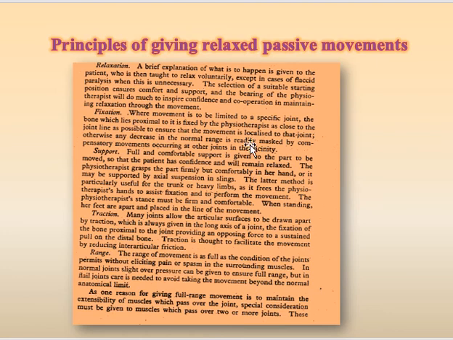Fixation. Where the movement is limited to a specific joint, the bone which lies proximal to it is fixed by the physiotherapist as close to the joint line as possible to ensure that movement is localized to that joint. Otherwise, any decrease in the normal range is readily masked by the compensating movements occurring at other joints in the vicinity. So, fixation is very important, and it is done by the physiotherapist as close to the joint line.